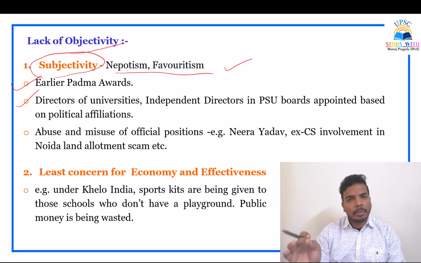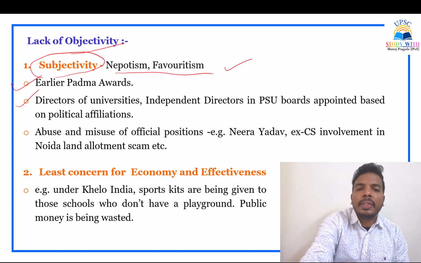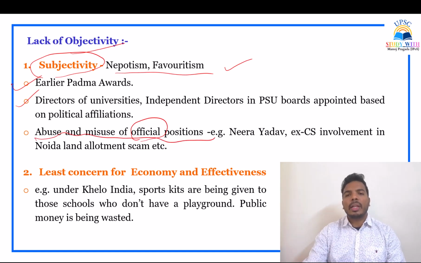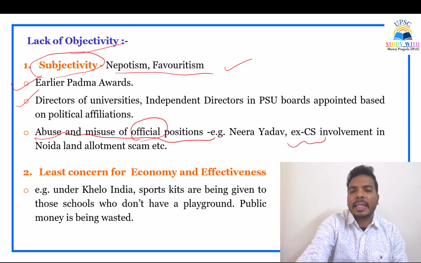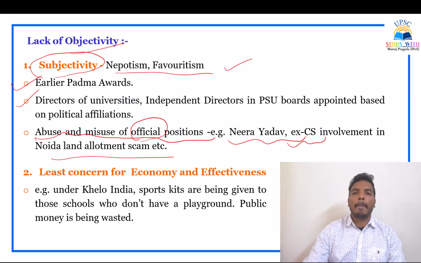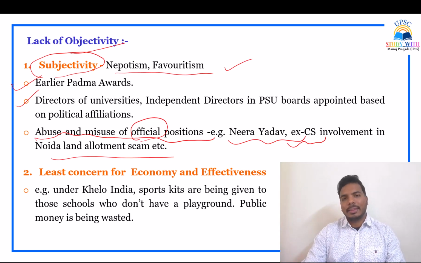Similarly, if there is lack of objectivity, the officials would abuse and misuse their positions. I have quoted one example; you can write so many examples based on current affairs. I have quoted the example of the ex-chief secretary of UP, Neera Yadav, who was involved in the Noida land allotment scam. She influenced the decision-making process, and the decisions were made in such a fashion that the land allotment benefited her relatives and her friends. That is what we are talking about.